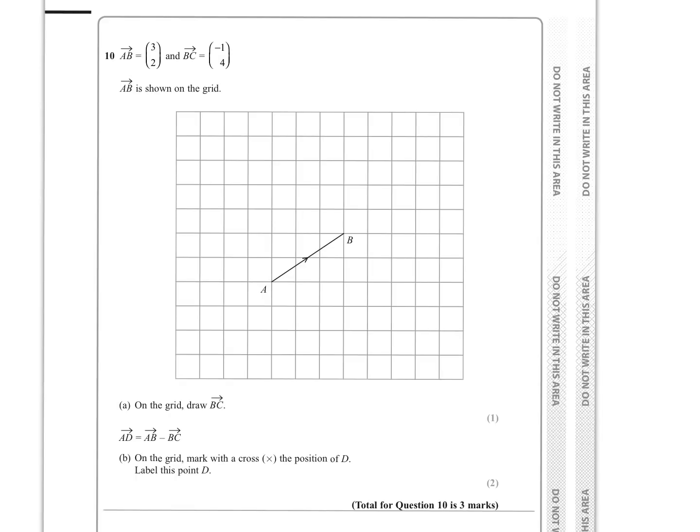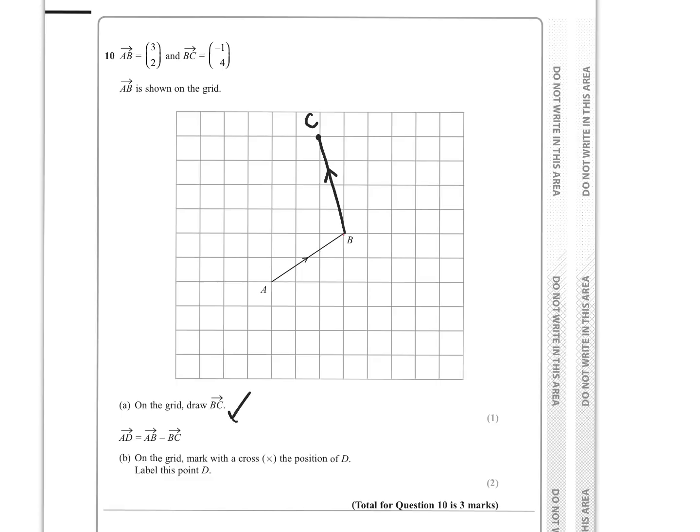Question 10. The vector AB is given as (3, 2). So let's just check that is right. So AB, so 1, 2, 3 on the x and then 2 on the y, good. And we want BC to be drawn. And it says the vector is (-1, 4). So back 1 and then up 4. 1, 2, 3, 4. So we'd end up with C being drawn, draw the vector in, and that should be the answer.